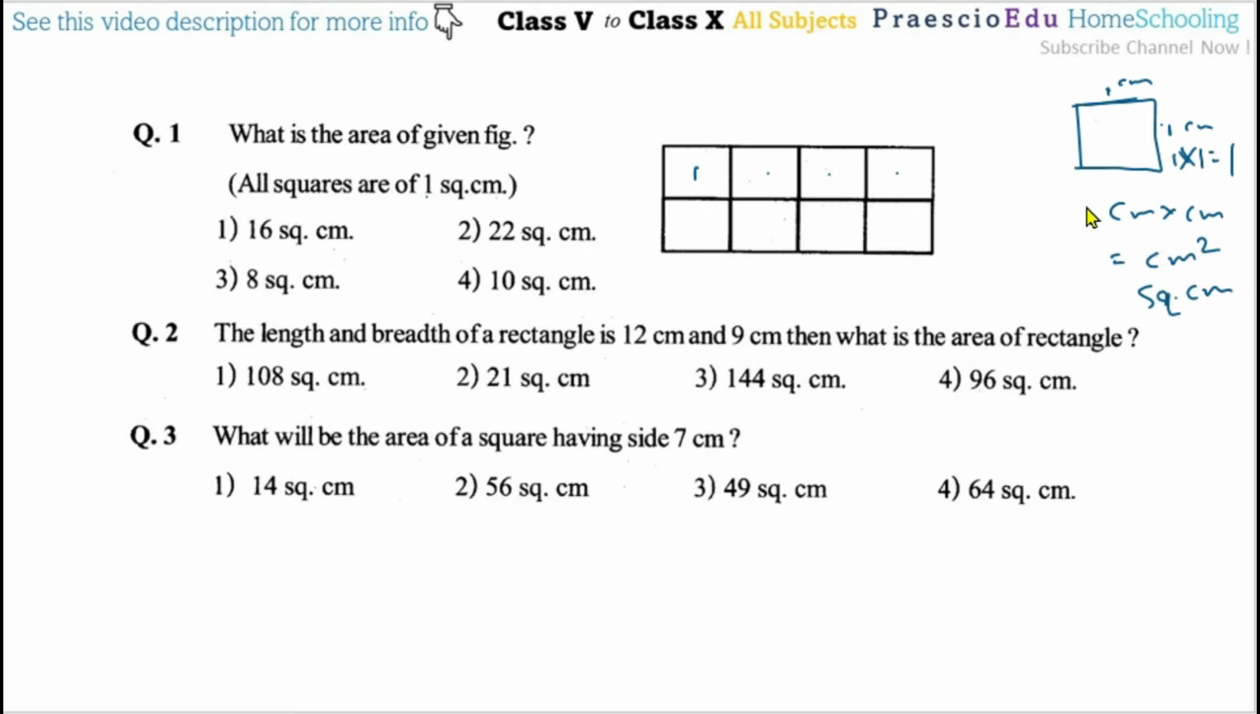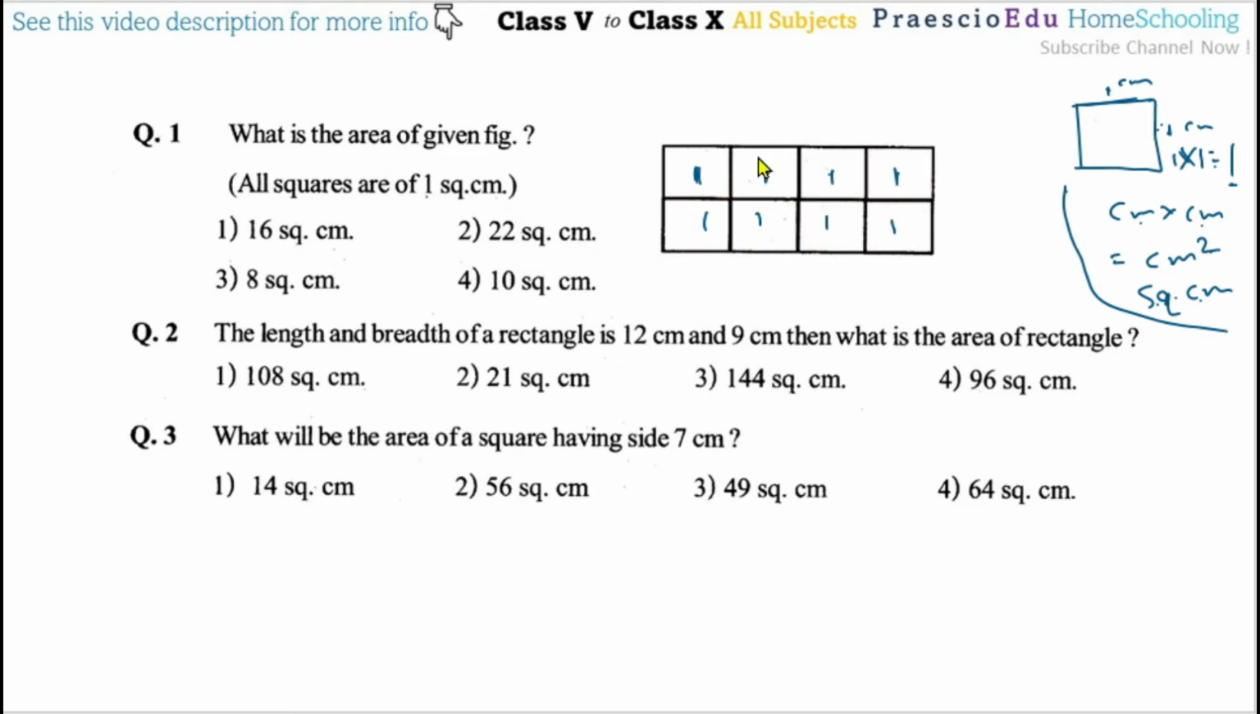Please don't forget, remember this, this is important. Side multiplied by side, so here 1 is the side of the square, because a square has all four sides equal. Length is the same and breadth is also the same, so 1 multiplied by 1 equals 1, and centimeter multiplied by centimeter means centimeter square, or square centimeter. Now this is also 1 square centimeter, and all of them have 1 square centimeter.